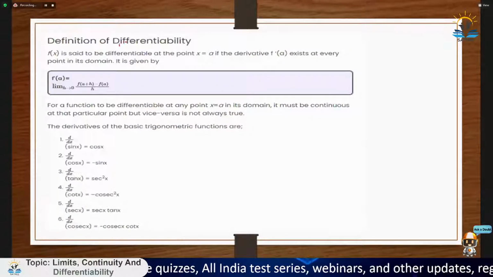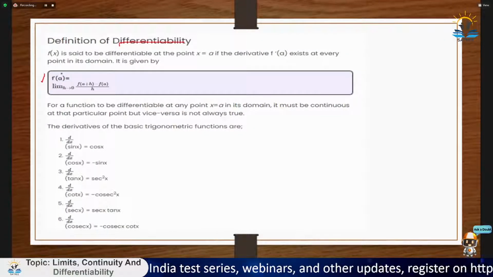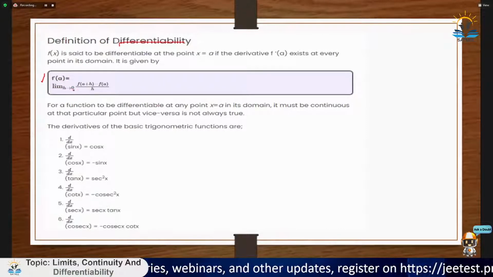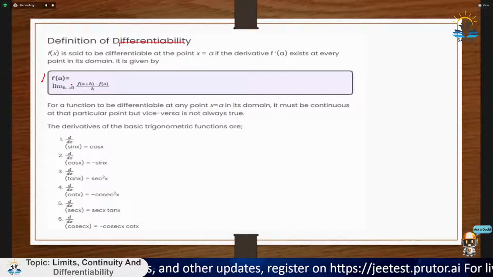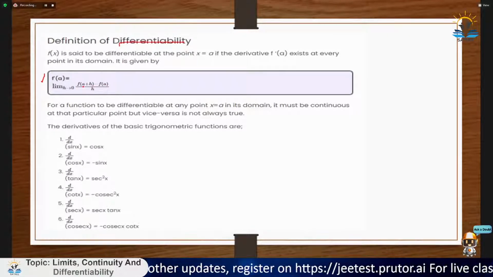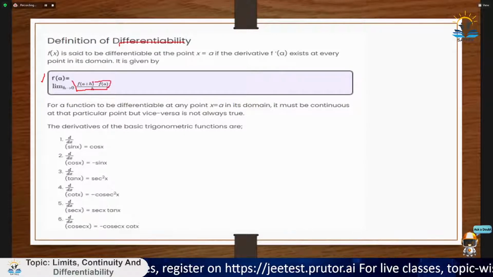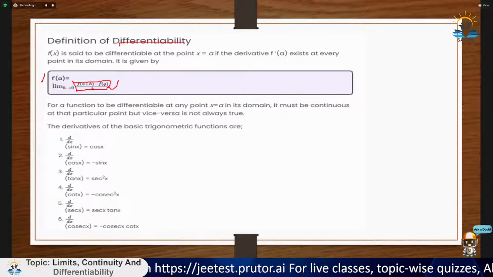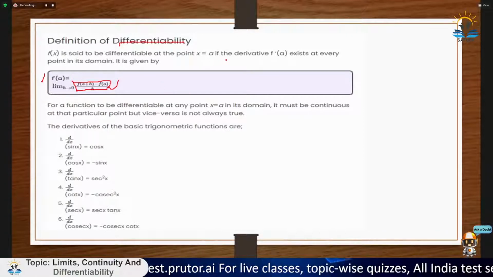Okay, so moving on to differentiability. So what is the concept of differentiability? You define differentiability by this: f dash of a is equal to limit of h tending to 0, f of a plus h minus f of a divided by h, where h tends to 0 from the minus side or the plus side. So this is the basic definition of differentiability. If you want to calculate the differentiability at some point, you just need to apply this formula and you will get the value.